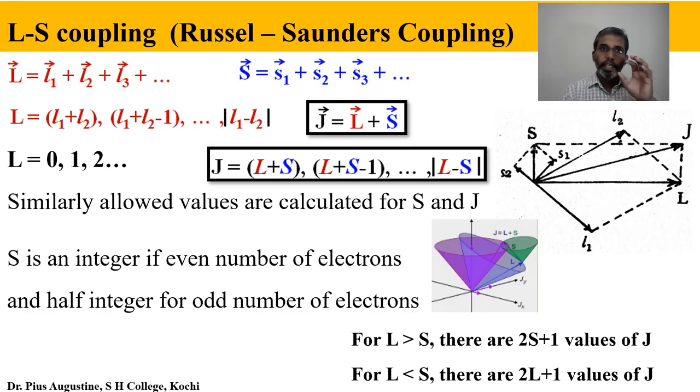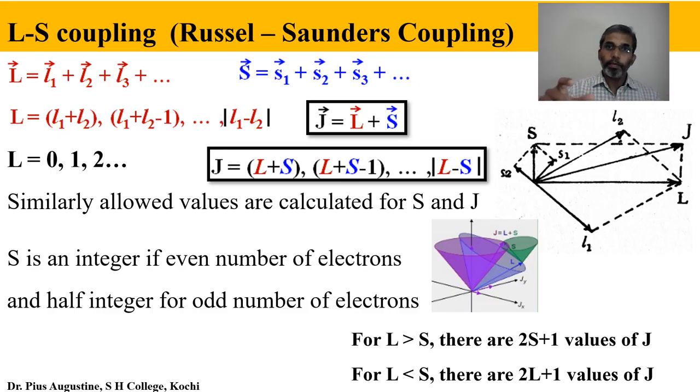So symbolically you can write the vector L is equal to the vectorial addition L1 plus L2 plus L3, and the capital S is equal to the vectorial addition S1 plus S2 plus S3, etc. And this total angular momentum J is the vector sum of L and S. But actually it is a more involved equation, because when we combine the orbital angular momentum vectors of two electrons, it would have various possibilities as predicted by quantum mechanics. We can write capital L is equal to L1 plus L2, L1 plus L2 minus 1, L1 plus L2 minus 2, etc., down to L1 minus L2. Then they combine with the orbital angular momentum of the third electron, and so on. So the resultant orbital angular momentum L can have values like 0, 1, 2, etc.